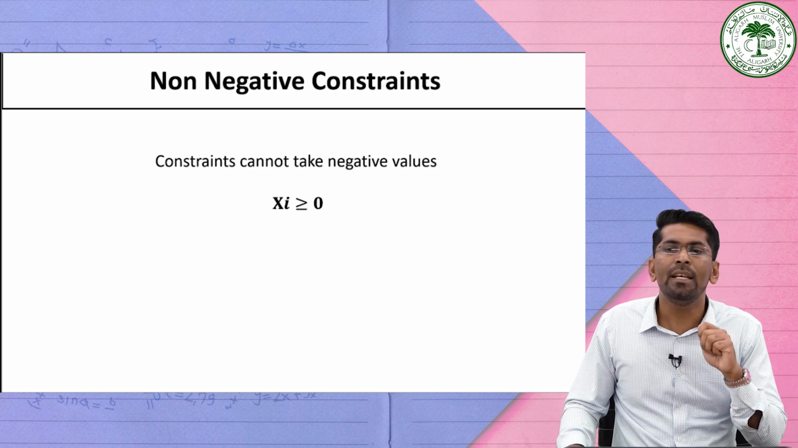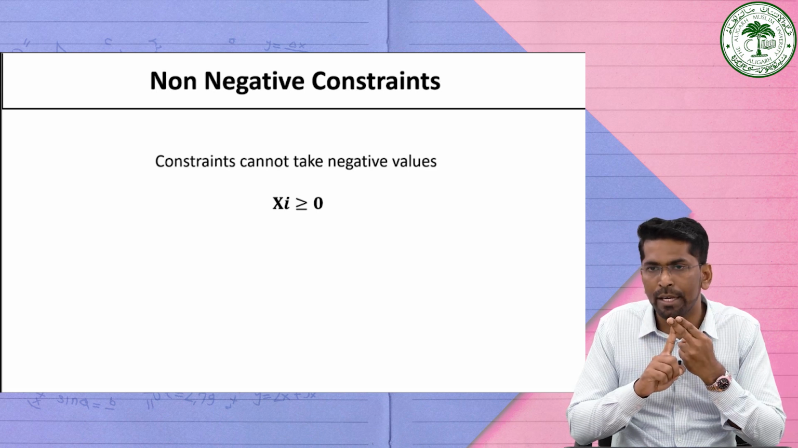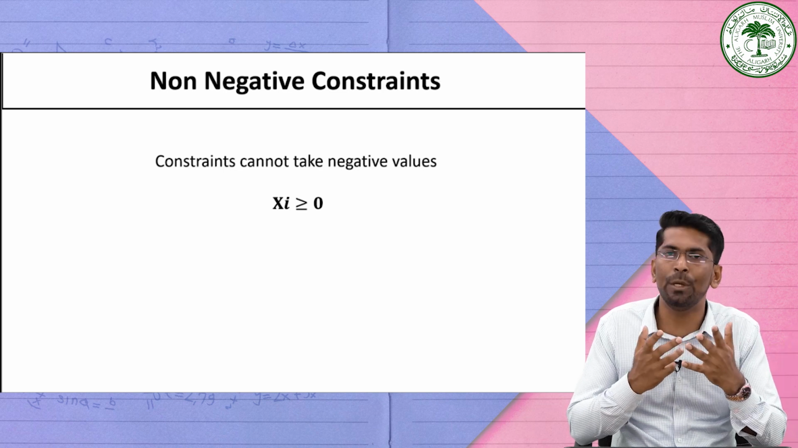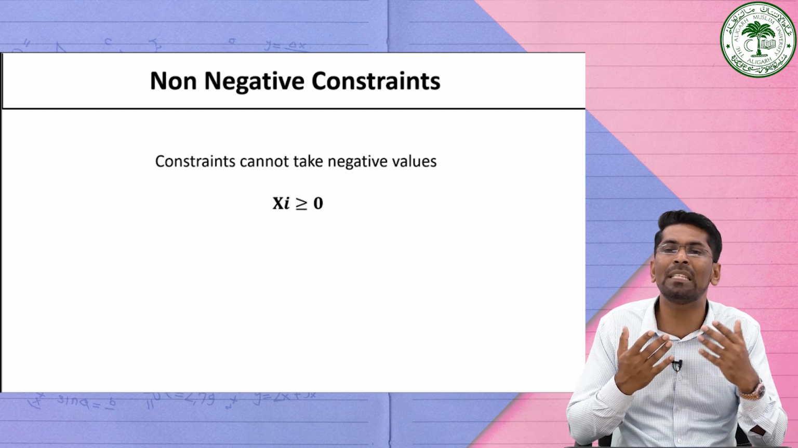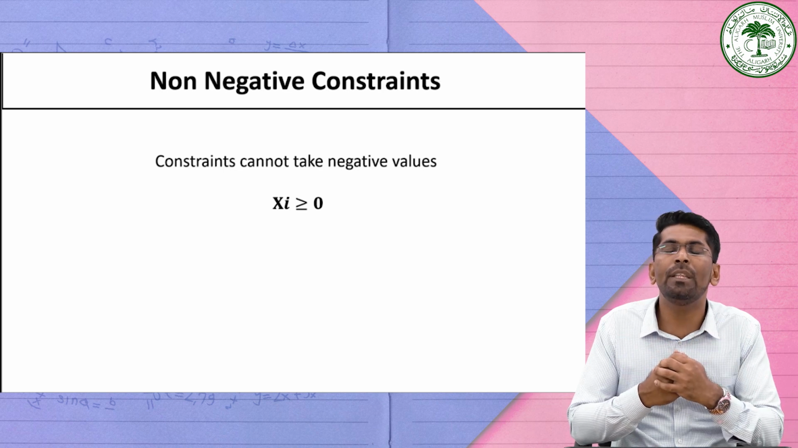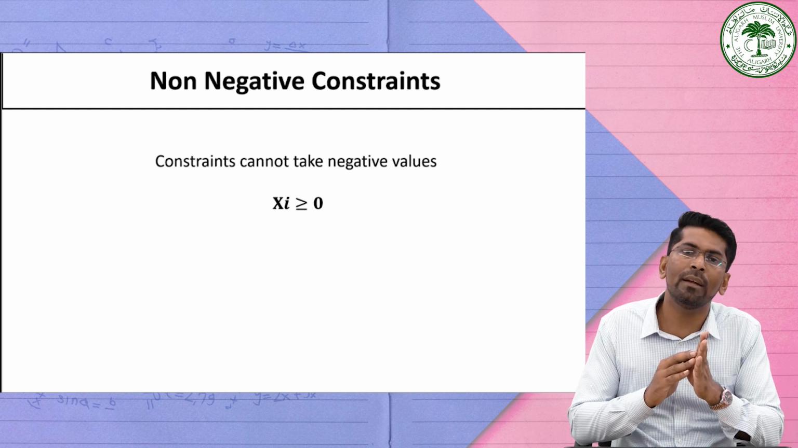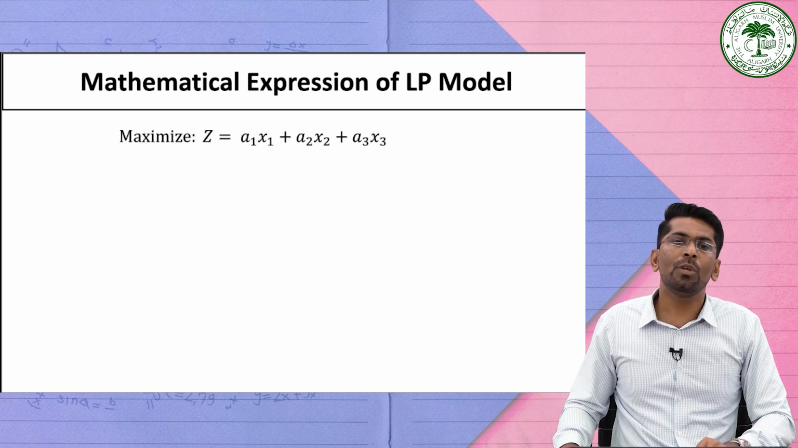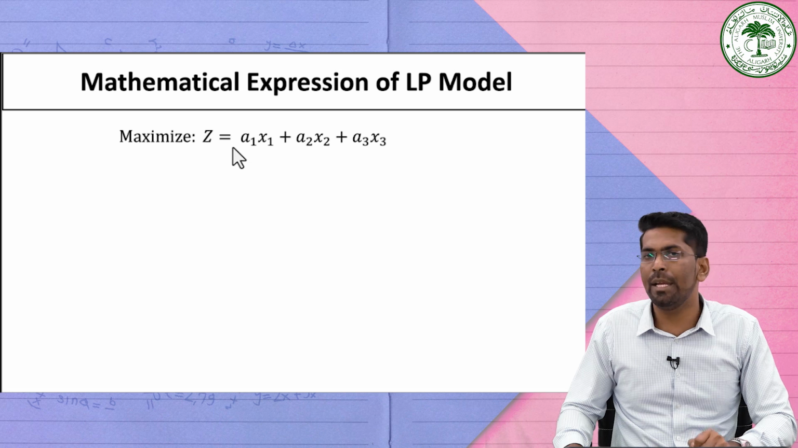For instance, the quantities of items produced, the resources allocated, or the distance you are going to travel cannot be negative. If it is negative, then we are unable to interpret it properly. If these values are negative, how can we interpret the model correctly? So that's why we are assuming that our variables are non-negative, that means greater than or equal to 0. So by considering all these aspects, we will have a mathematical expression of linear programming.